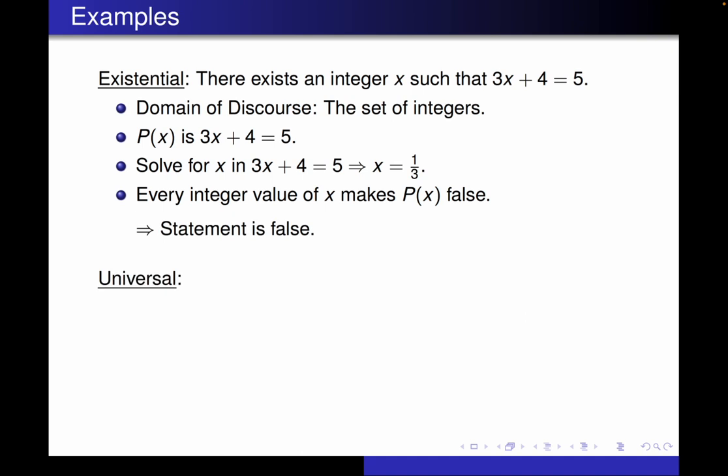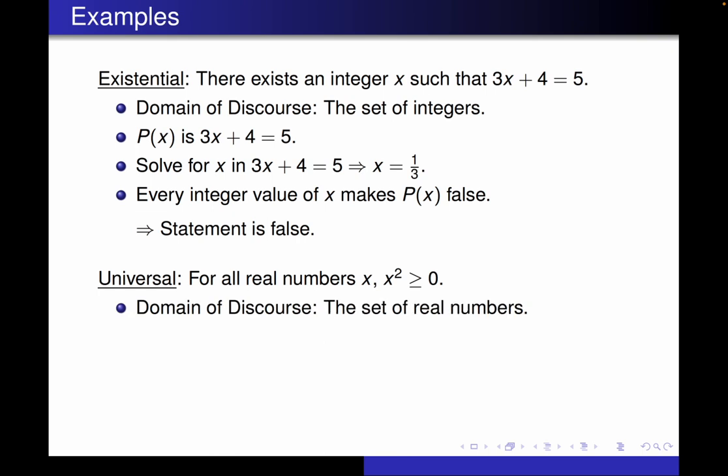For our universal statement, we have: for all real numbers x, x squared is greater than or equal to 0. So in this case, we're talking about real numbers, so our domain of discourse is the set of real numbers. Our P of x in this case is x squared is greater than or equal to 0.